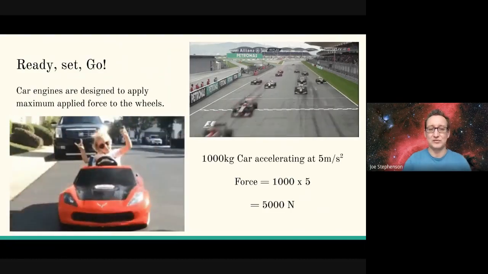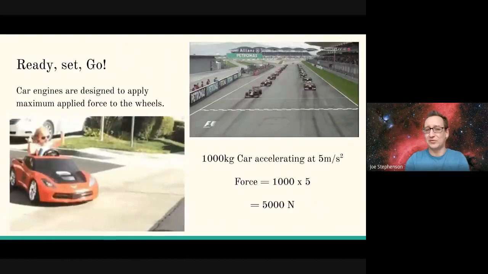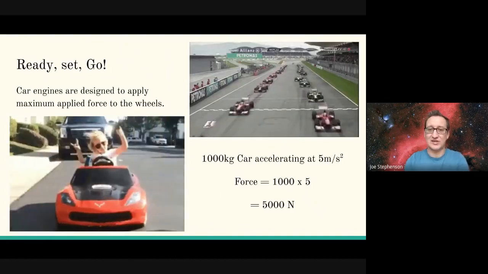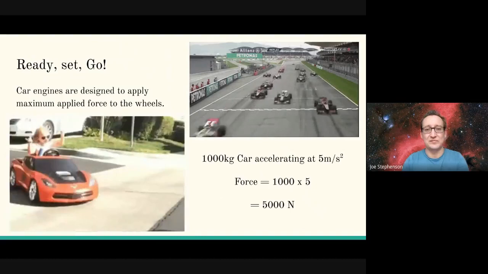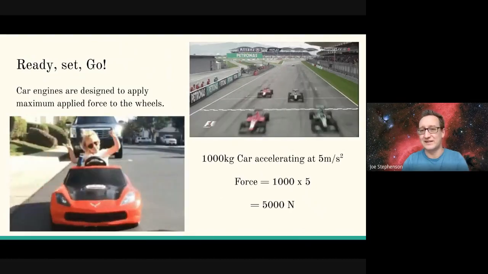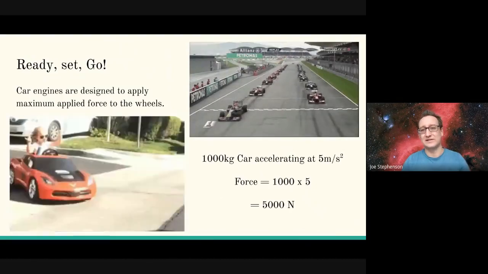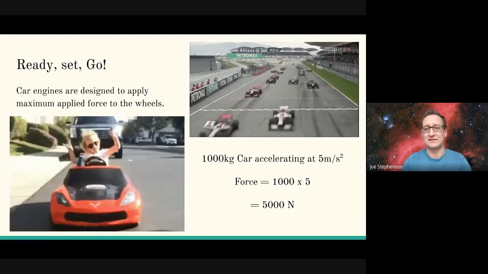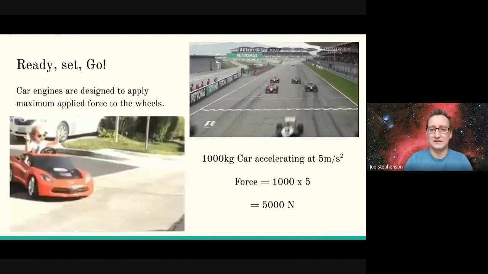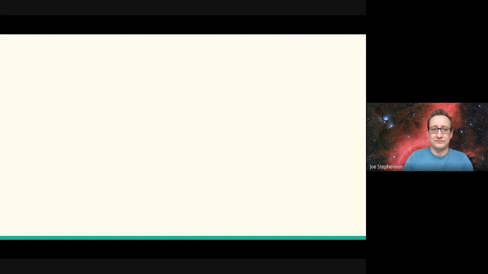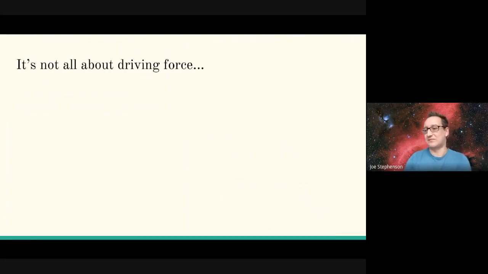And it allows us to move around. So forces are really important when we think about cars in general, but also really important when we think about Formula One racing. If any of you are interested in it, there's a lot of science and engineering that goes into making these cars work essentially. Now, it's not all about driving force. This is quite key.